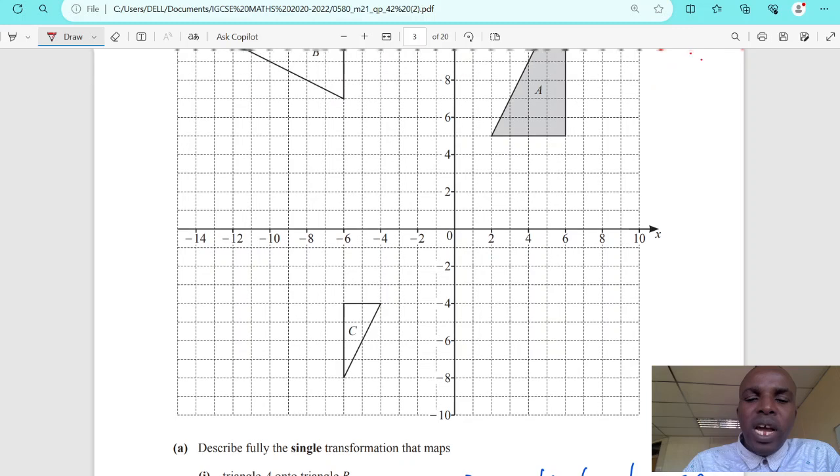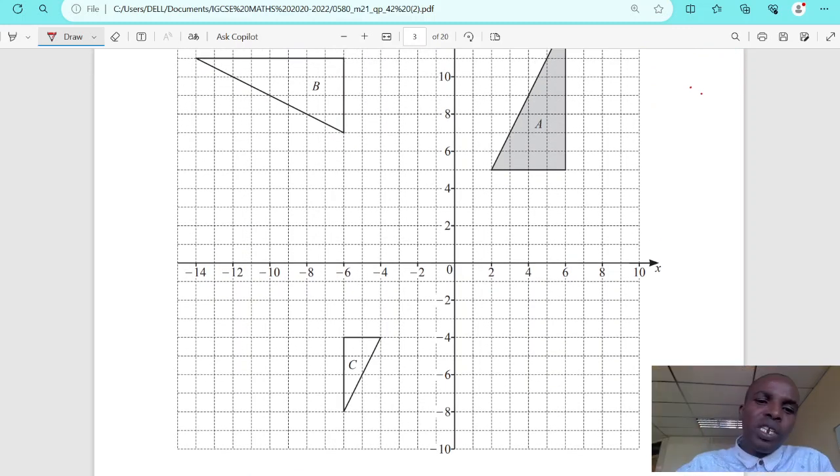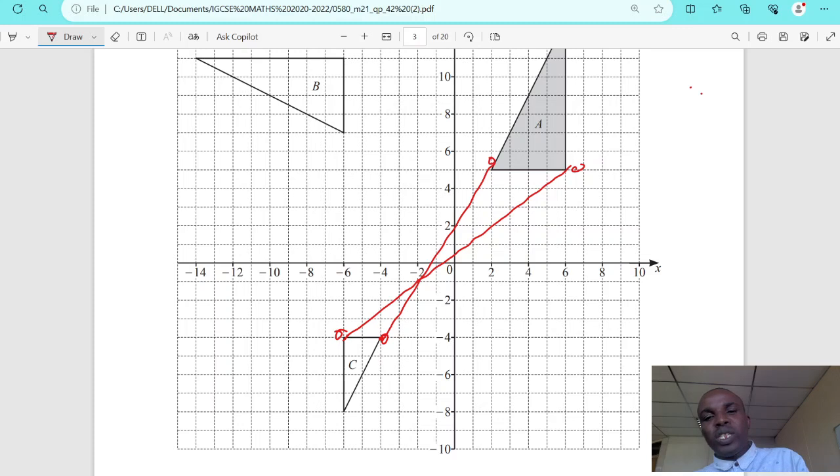Centre you find by joining any two corresponding points. Like I can join this point and this point. Let's join them. These are the corresponding points. Right? Then this point and this point. Let's join them. Approximately. So that's what you do.